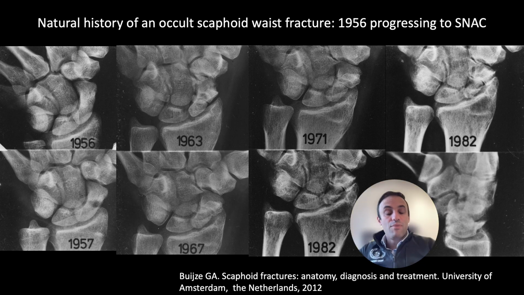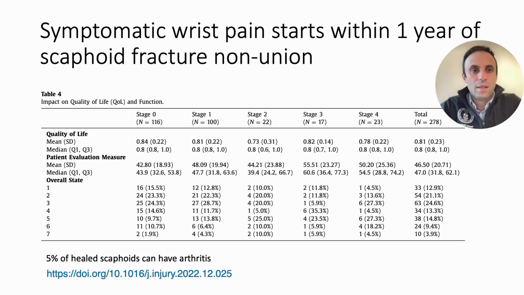Out of everybody who has a scaphoid non-union or scapholunate ligament injury, they approach almost 100% of arthritis by 10 years. So if you're counselling your patients, you should explain to them the high likelihood of symptomatic arthritis over a 10-year period. Symptomatic wrist pain starts within 1 year of scaphoid fracture non-union, and as the stage of scaphoid non-union advanced collapse progresses, the impact on quality of life and patient evaluation measure, which is a patient-reported outcome measure looking at the hand and wrist, increases.